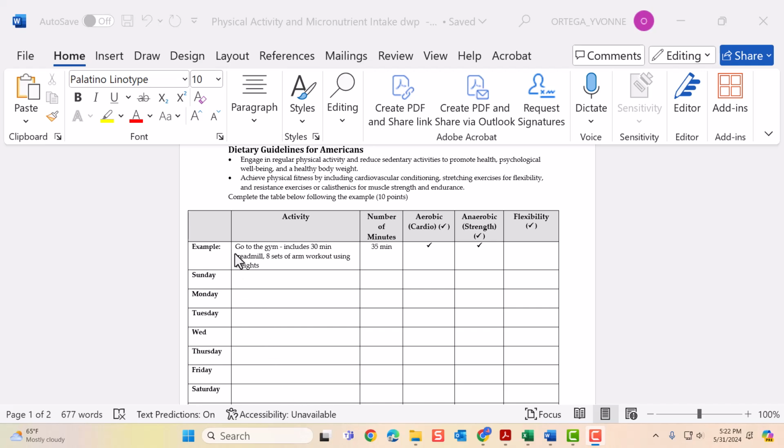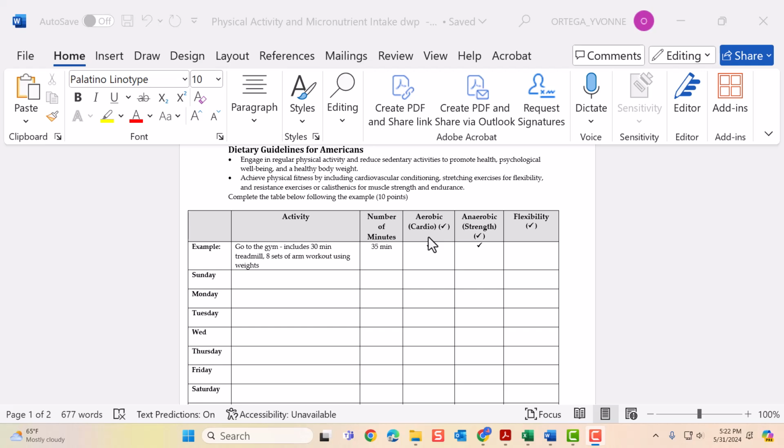So notice the example. It says go to the gym. That doesn't tell me what you do at the gym. So you could do anything. You take a Pilates class. You can use the cardio machines. I don't know what you do, so be specific. And so the example includes 30 minutes treadmill, 8 sets of arm workout using weights, and then I include the number of minutes. And then what you'll learn is that activities are either cardio, strength, or flexible.